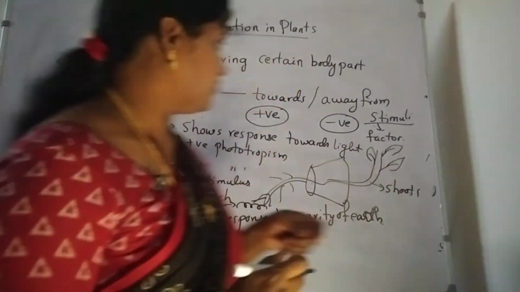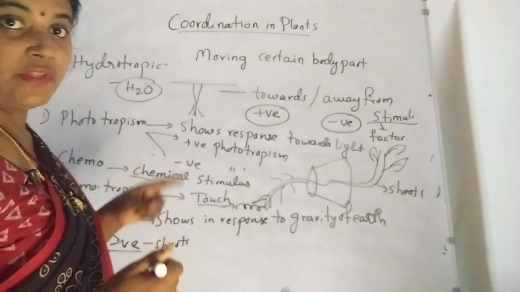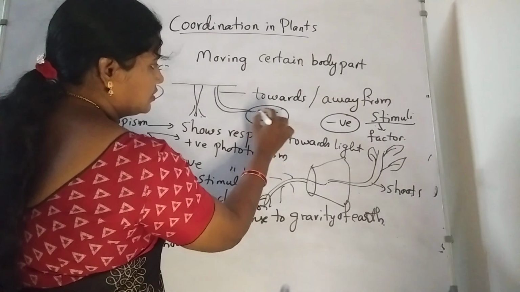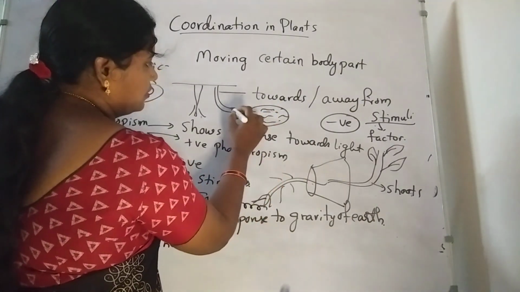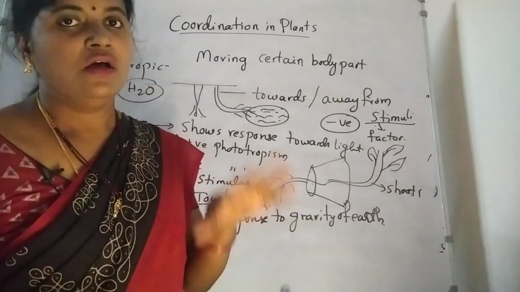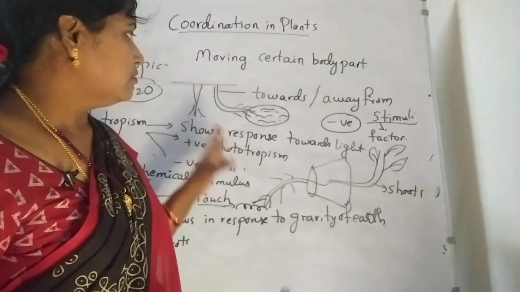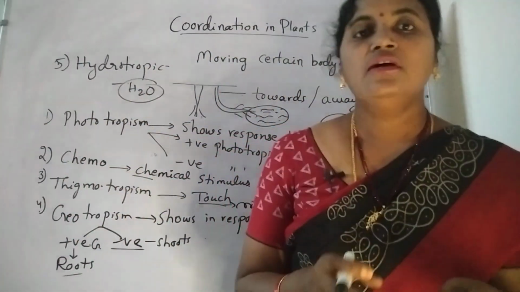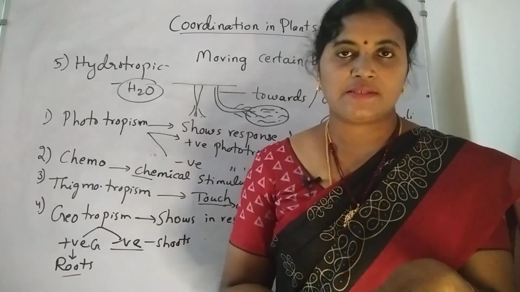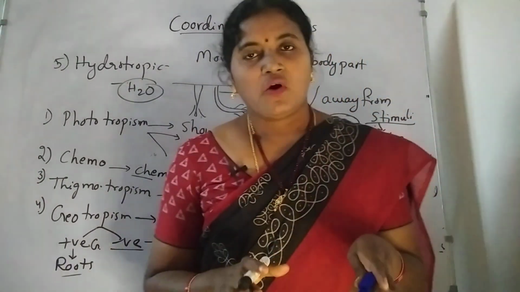In some plants the roots grow straight into the soil. Some roots grow towards the water, wherever the water sources are, in search of water to absorb. So it shows adaptation, moving towards the water source. This is positive and negative hydrotropic movement, a response towards or away from the water source. Okay, this is all about coordination in plants.